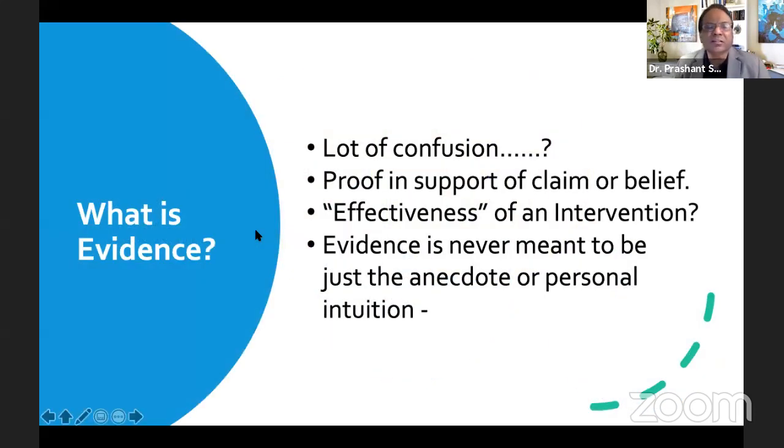So what do we consider as evidence? There is a lot of confusion about what we consider evidence. In our day-to-day life, evidence is something as a proof in support of some claims or belief. But when it comes to healthcare or health intervention, it is the effectiveness of that intervention or the treatment to achieve the optimum benefits to our patient. And evidence is never meant to be just the anecdote or a personal intuition. So you cannot involve your personal feeling or your personal preferences in the treatment of patient.